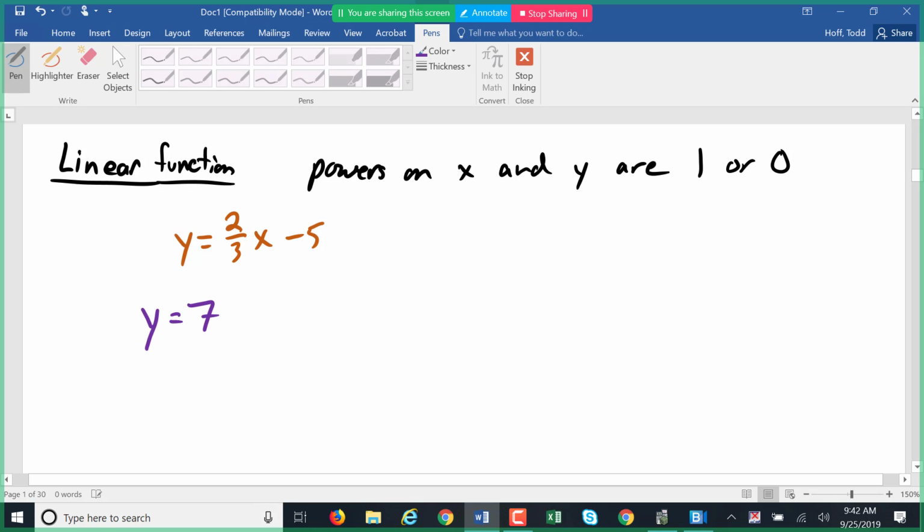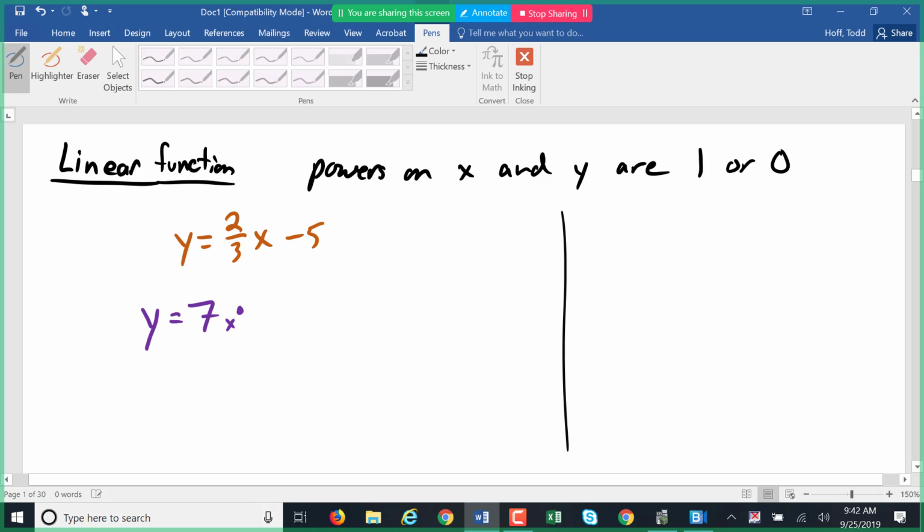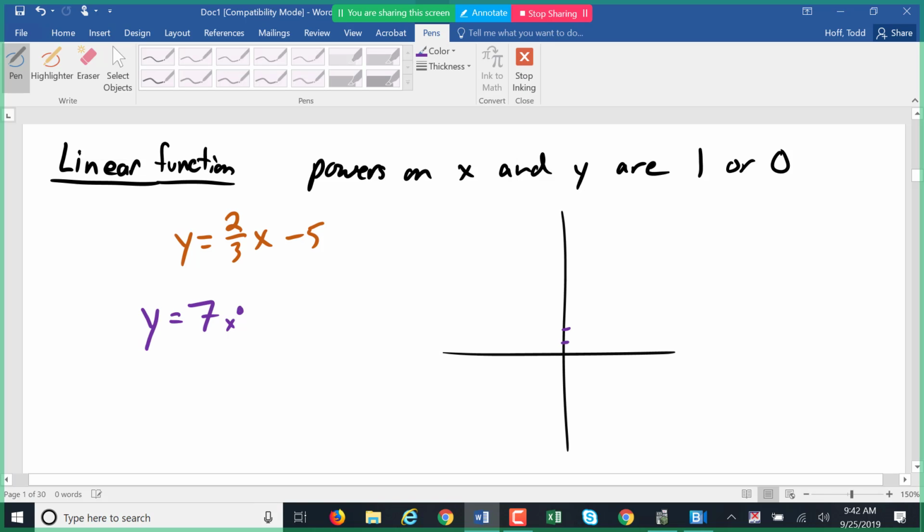Well, y equals 7. That's a linear function. It's a linear graph. But there's no x in it. Technically, that's x to the power of 0. X to the power of 0 is just 1. So 7 times 1 is 7. When we graph that, we can confirm that it's a function. Because on our graph, we go up 1, 2, 3, 4, 5, 6, 7. Y equals 7 is just a horizontal line at 7.